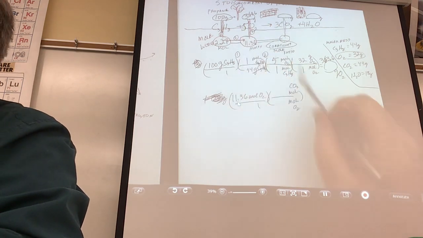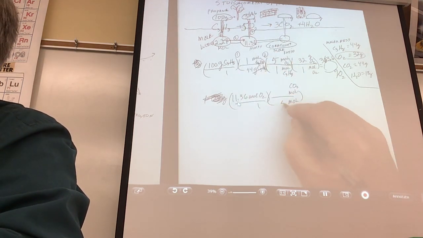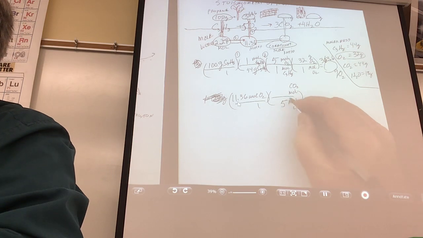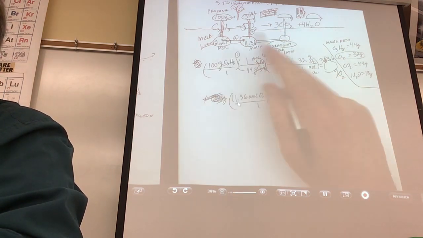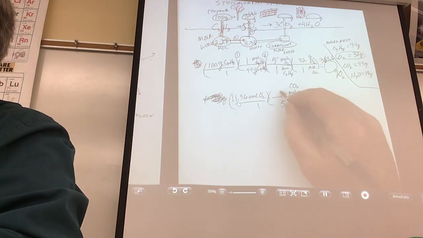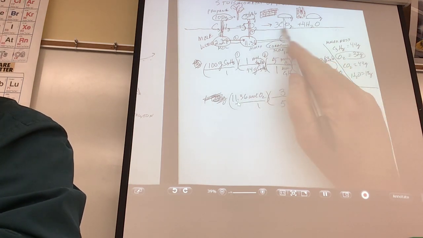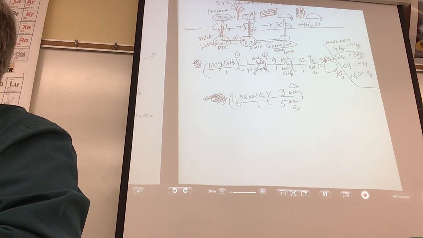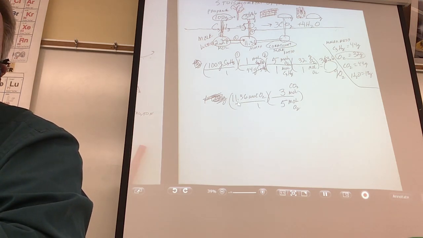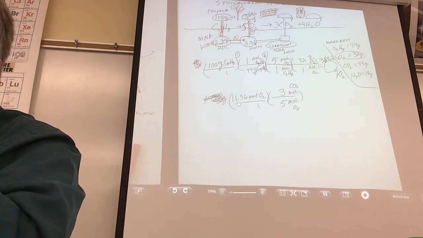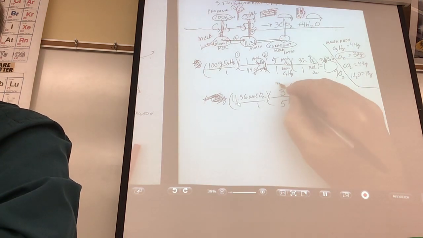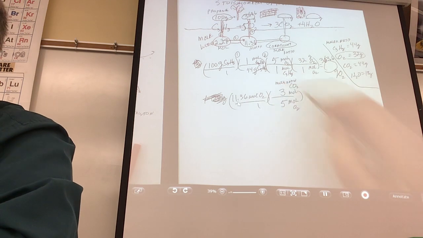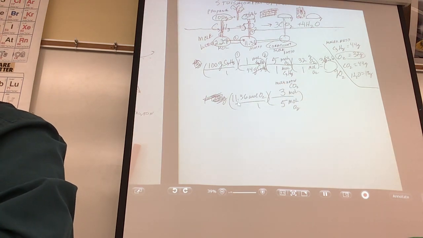Oh. The equation said for every 5 moles of oxygen, it will produce 3 moles of carbon dioxide. But the balanced equation tells me that's how the mole ratio works. This is the mole ratio, isn't it? And that's your coefficients, aren't they? All right, go ahead and put that in the calculator.